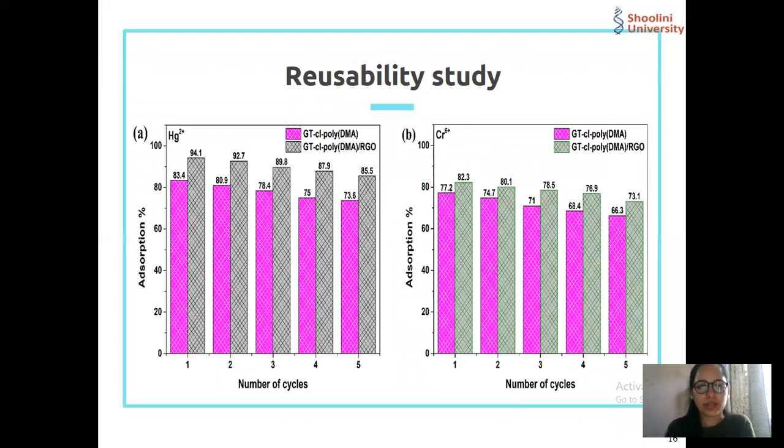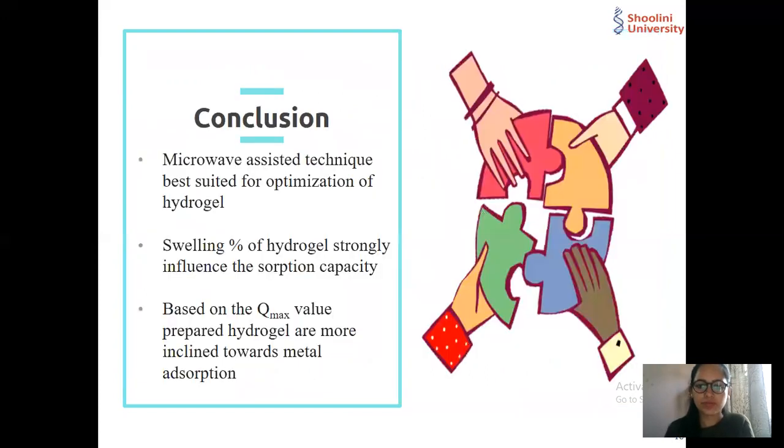Next is our reusability study. We have performed a reusability study up to 5 cycles, and we found that adsorption percentage is better in the 5th cycle also. And adsorption of mercury is much higher than the chromium ion.